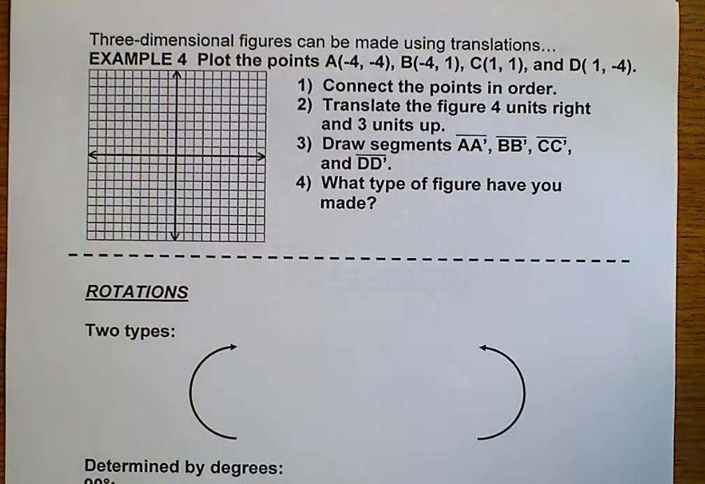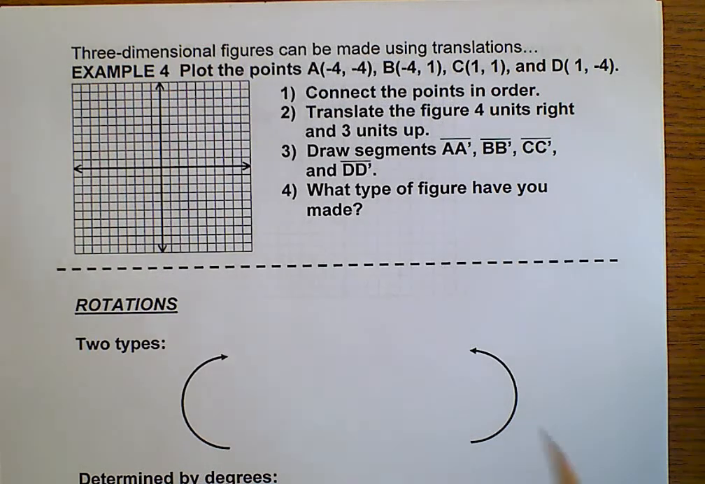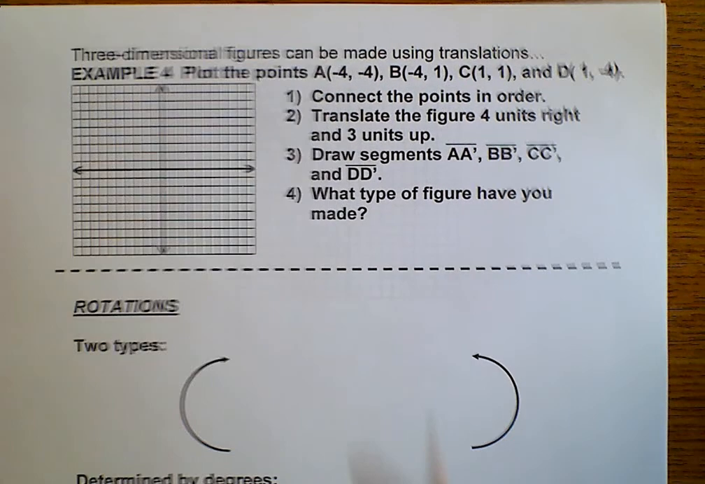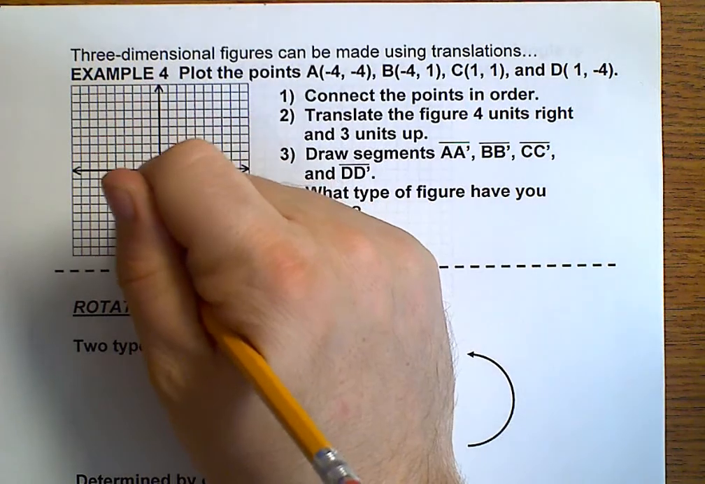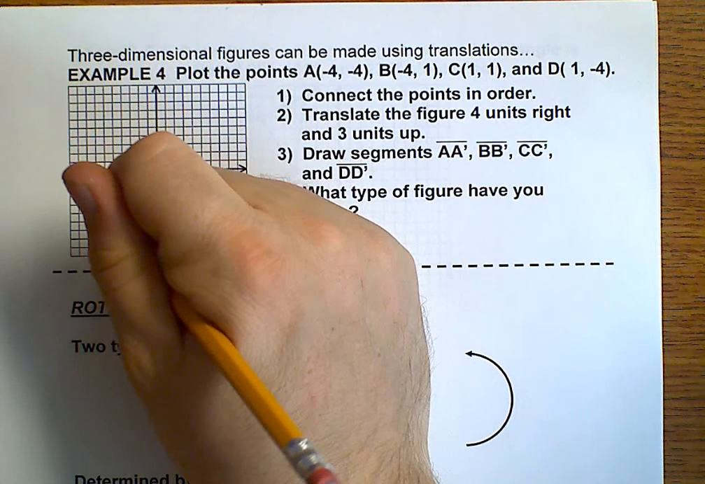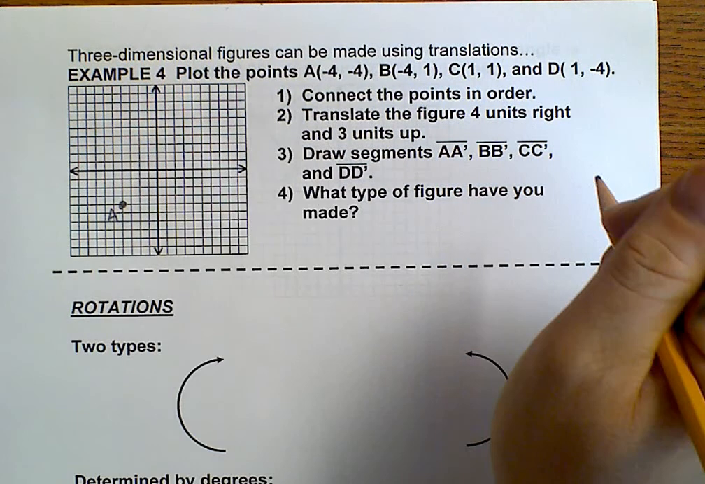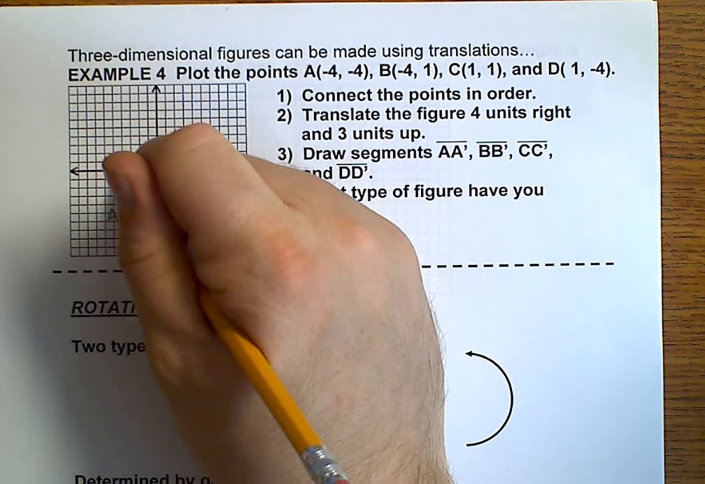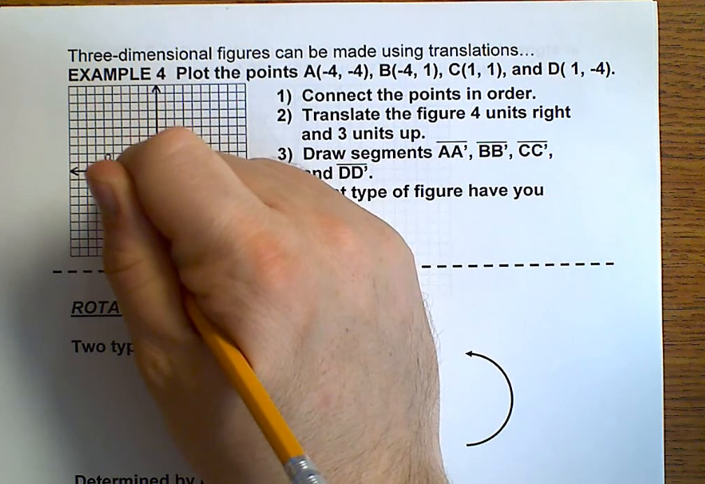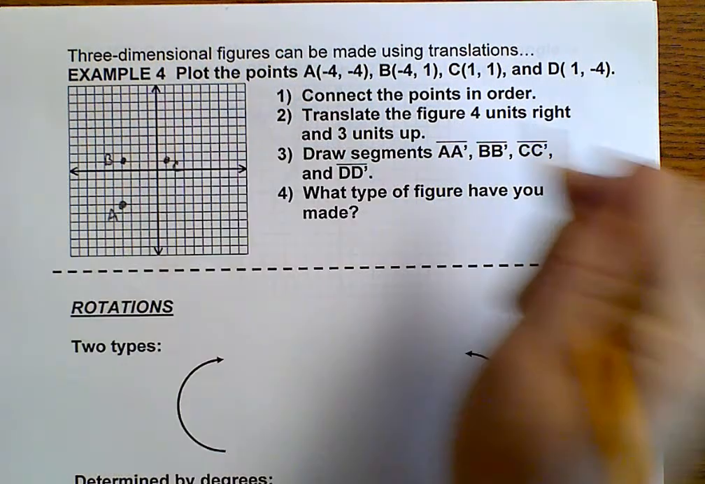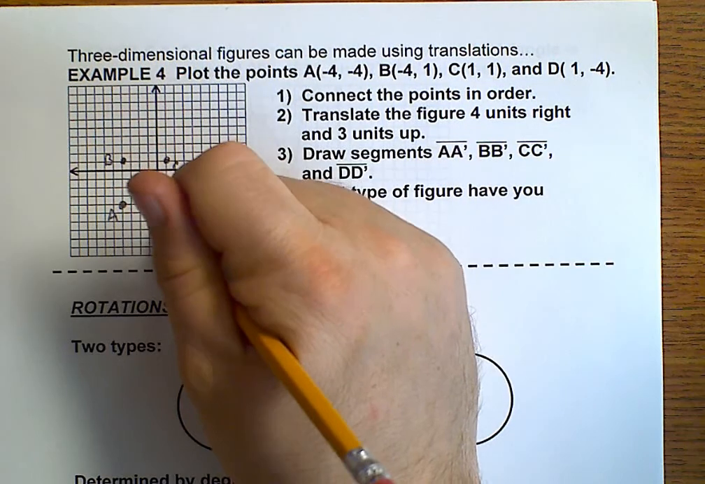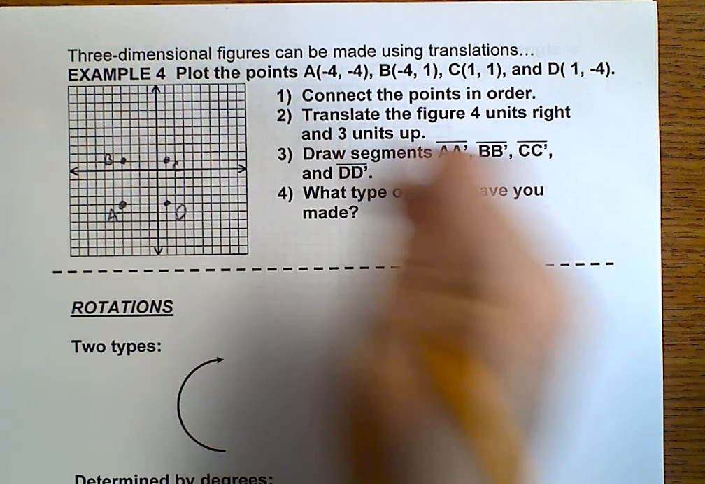Well, now we're going to plot some points, connect the points, make some translations, and figure out what we've done. So, A is at negative 4, negative 4. B is at negative 4, 1. C is at 1, 1. And D is at 1, negative 4.